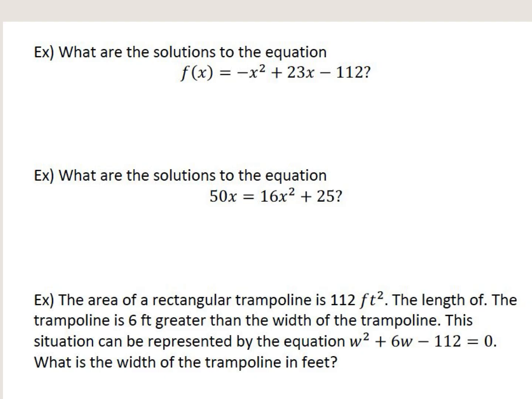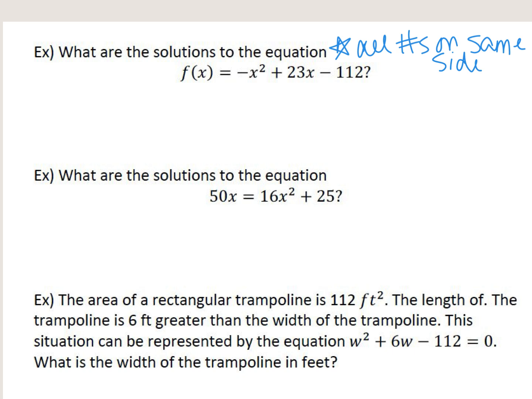Here we go. If they don't give us a graph, we are going to need to put our equation into Desmos. Now, I do want you to remember, we're going to put a little star here. We need all of our numbers on the same side. That is the only way we can graph this. So I need you to go into Desmos right now, type in -x squared plus 23x minus 112.